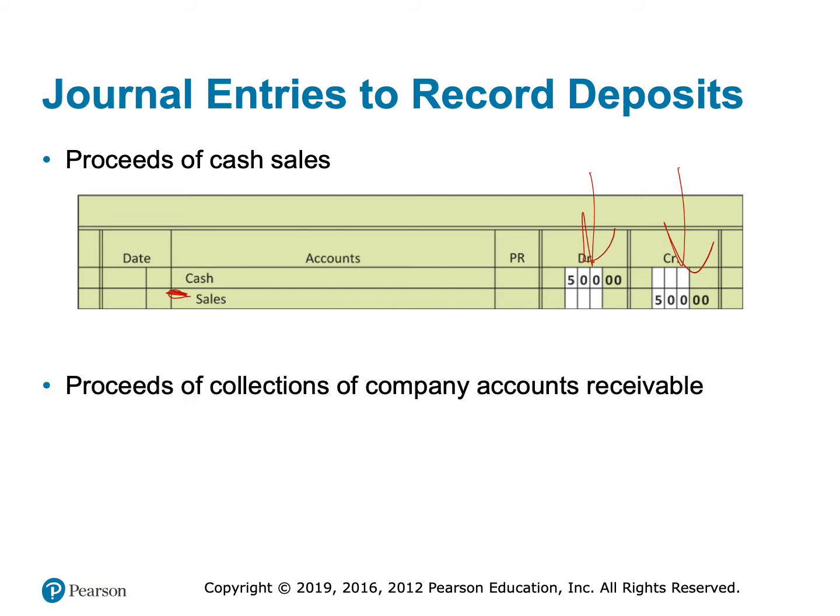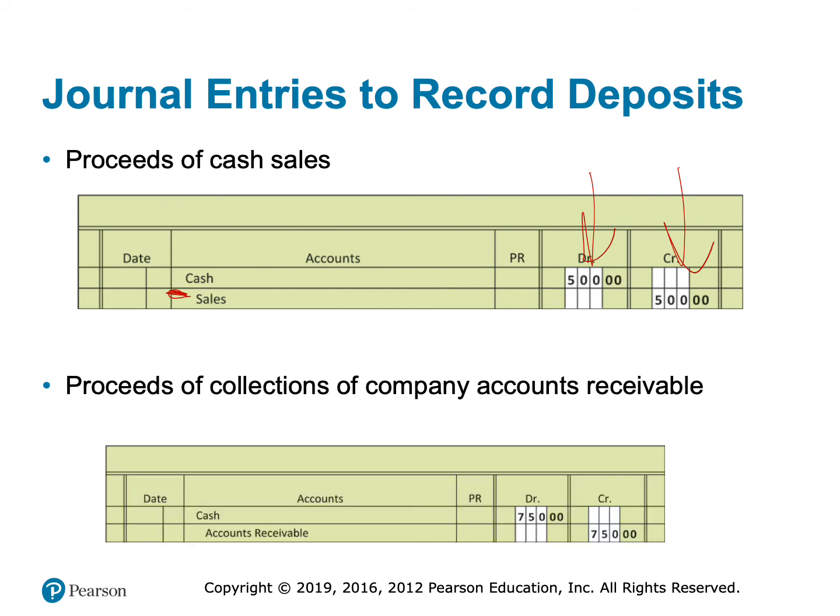Now, let's say that we collected some money as a part of accounts receivable. So let's think back to this. Here we sold something on account, so we debited accounts receivable and credited sales. And now that customer is sending us a check and paying us. So we would debit cash and now credit accounts receivable. Remember, accounts receivable is an asset. So when we credit accounts receivable, we are reducing that asset. We're saying, hey, this customer owes us less money now because they have paid us.